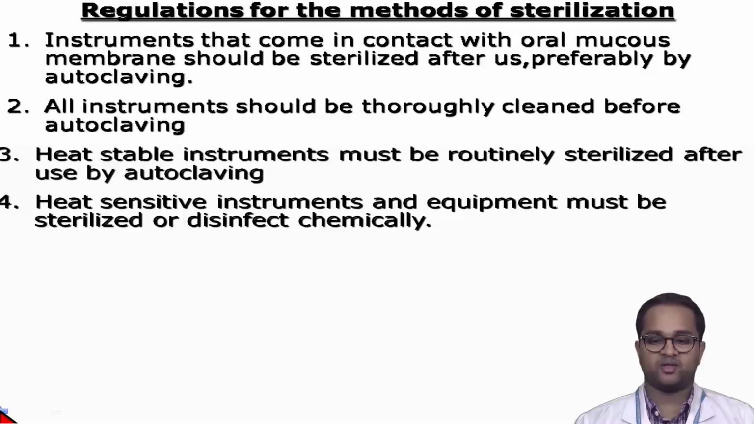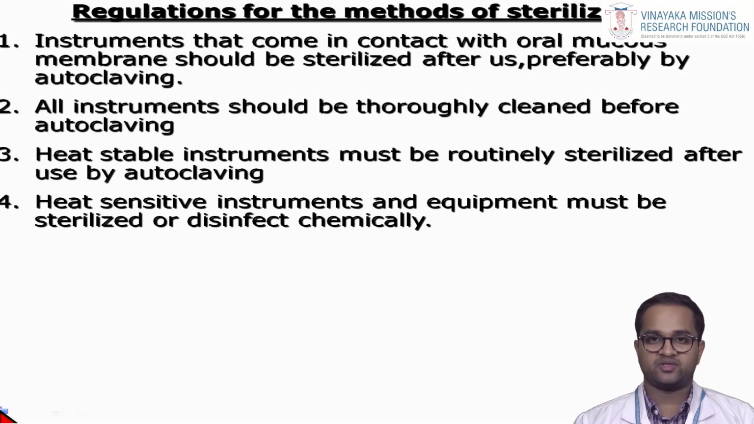Coming to regulations for the methods of sterilization, instruments that come in contact with oral mucous membrane should be sterilized after use, preferably by autoclaving. All instruments should be thoroughly cleaned before autoclaving. Heat stable instruments must be routinely sterilized after use by autoclaving. Heat sensitive instruments and equipment must be sterilized or disinfected chemically.